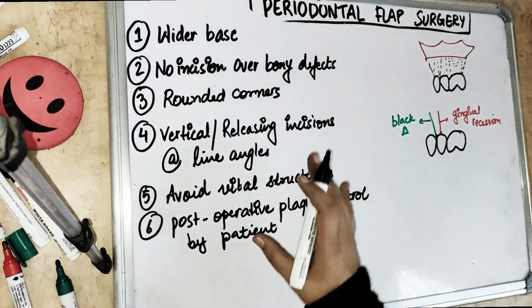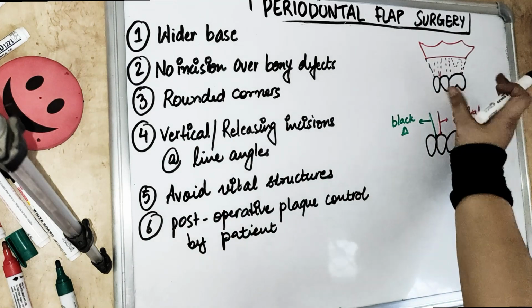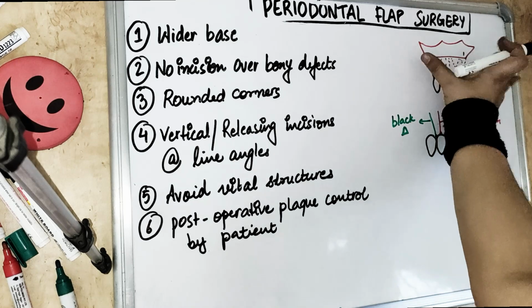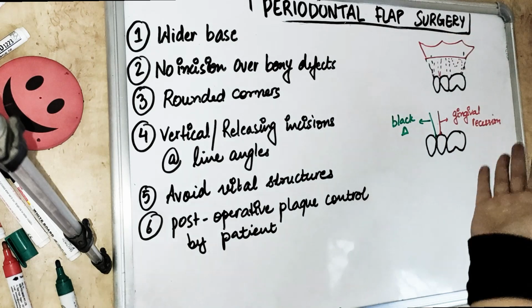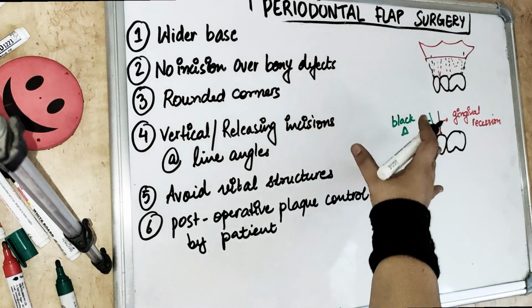So how should a gingival flap design be? Now it should be wider at the base. When you see the base, it is wider. So it is like this. This one is wider. So while we are making this vertical incision, it should be wider at the base, to ensure that there is adequate blood supply.